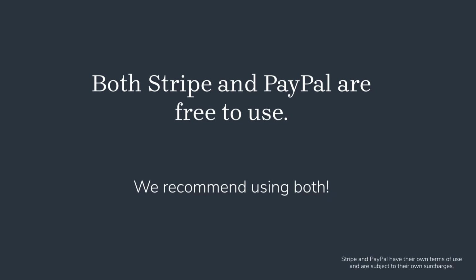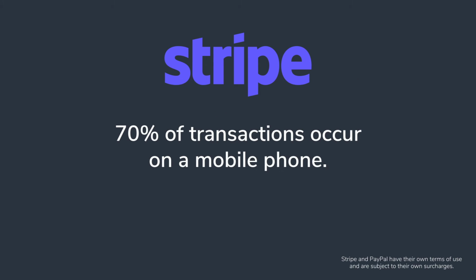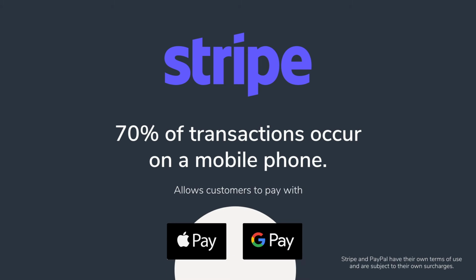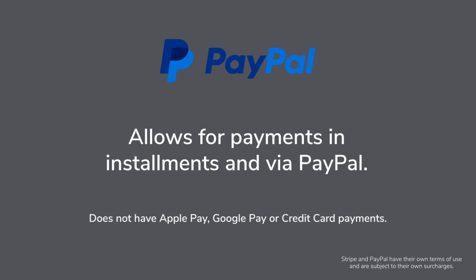We actually recommend that you connect with both Stripe and PayPal accounts, as both have their benefits. 70% of transactions occur over a mobile phone, so you should set up Stripe, which lets your customers pay with Apple Pay and Google Pay, as well as credit card. PayPal will let your customers pay with their own PayPal accounts, or let them pay in 4 installments if you have a PayPal business account. However, PayPal does not have Apple Pay, Google Pay, or credit card pay.